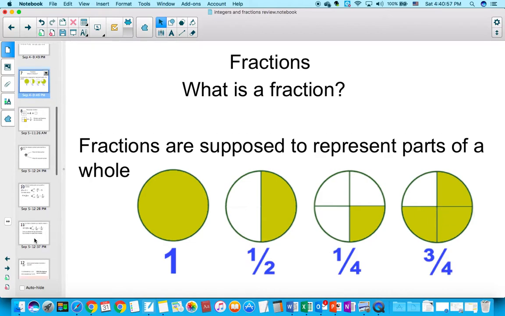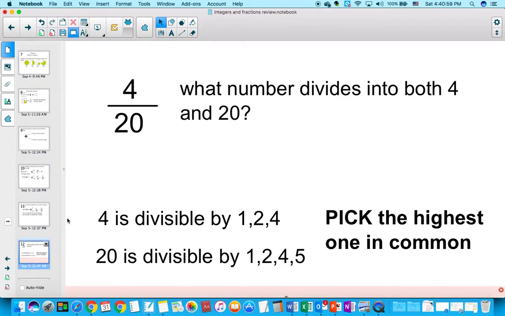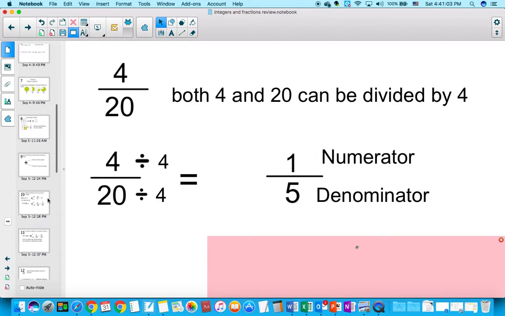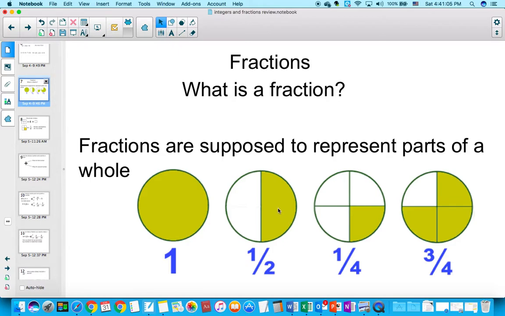And the numerator tells you how many parts are shaded or taken or collected. So here we have 1 part out of a total of 2 shaded, so 1 over 2. 1 part out of 4, 1 out of 4. That's a fraction.